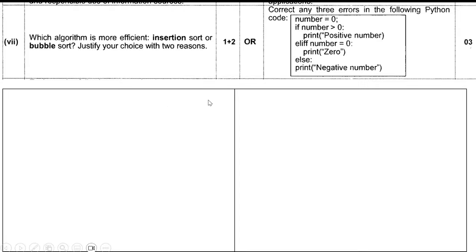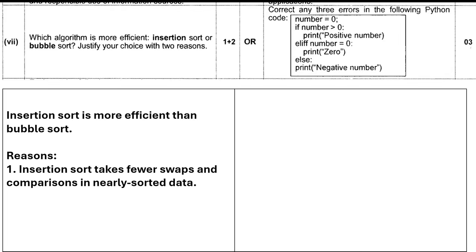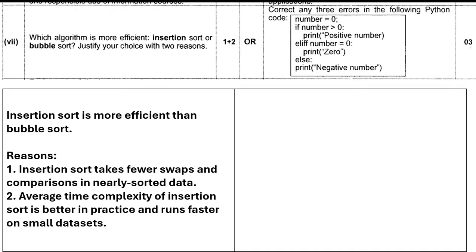Question number 7. Which algorithm is more efficient, insertion sort or bubble sort? Justify your choice with two reasons. Insertion sort is more efficient than bubble sort. Reason one, insertion sort takes fewer swaps and comparisons in nearly sorted data. Reason number 2, the average time complexity of insertion sort is better in practice and it runs faster on small data sets.